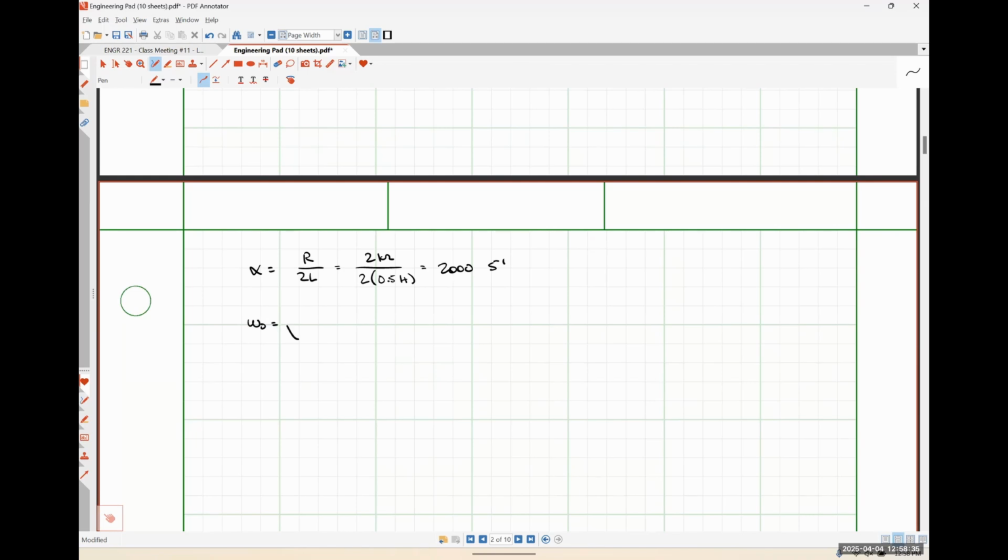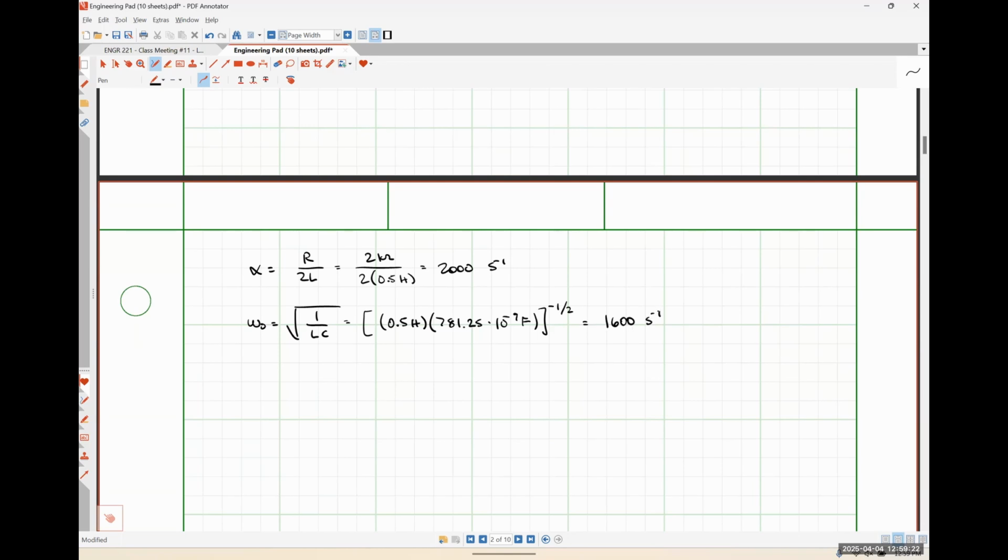Omega naught is the square root of 1 over LC. So that is going to be 0.5 Henrys times 781.25 times 10 to the minus 9 farads, to the negative 1/2 power. And I get 1600.